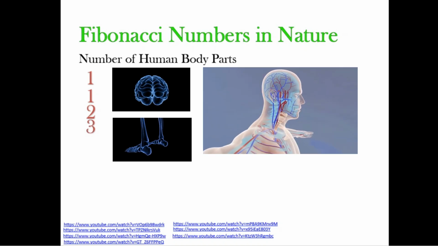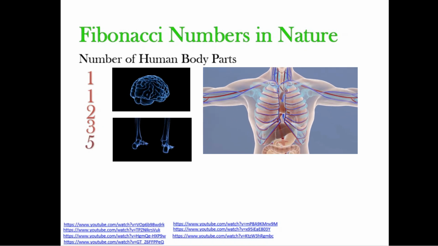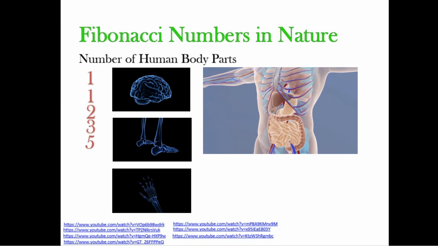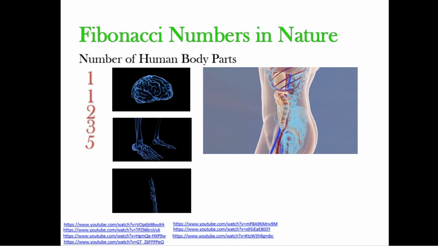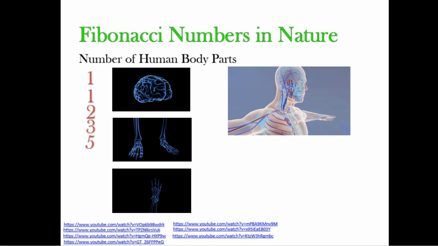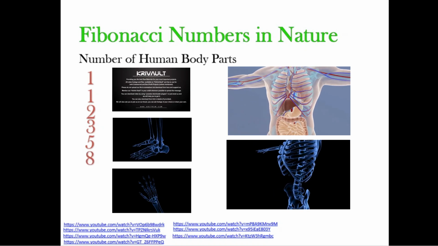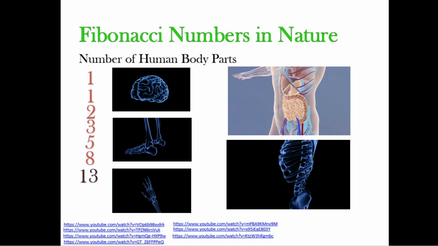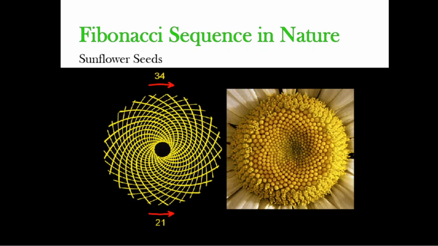You have 3 segments in each limb. You have 5 fingers in one hand or in one foot, of course, assuming that your hands and feet are complete. You have 8 skull bones. You have 34 bones in the backbone, including the skull. So these are all Fibonacci numbers.